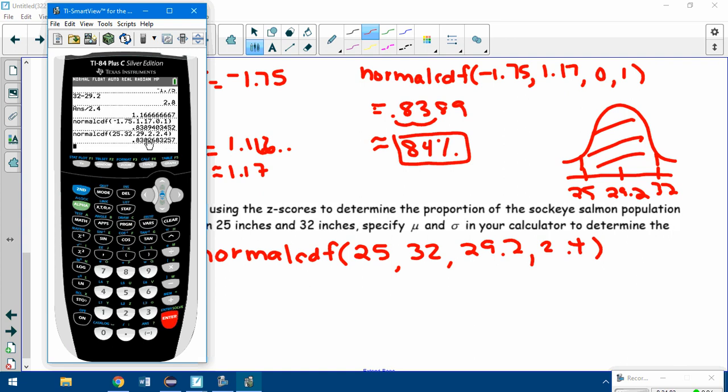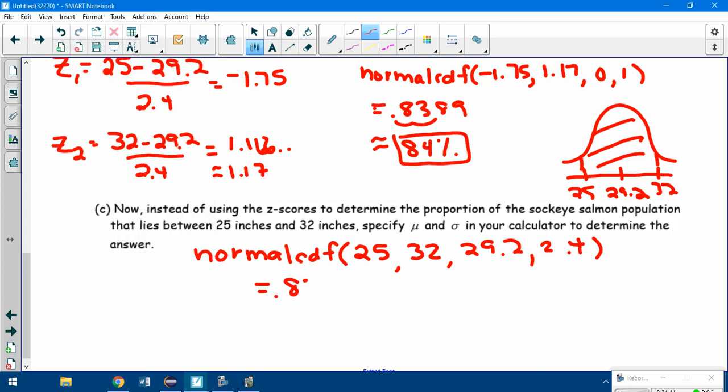Look at that, almost the exact same thing. They're only off slightly because we rounded our upper z-score. So the second answer, 0.83826, is actually more accurate. It's not using that rounded z-score. Regardless, to the nearest percent, it's still 84%. Okay, so again, only do this new way from here on out. Don't do z-scores. That was just to help you understand what's happening. Now we're doing it the easy way.